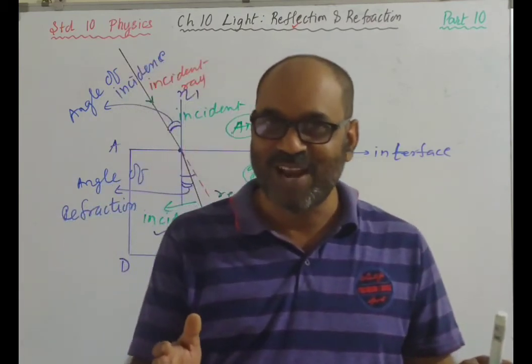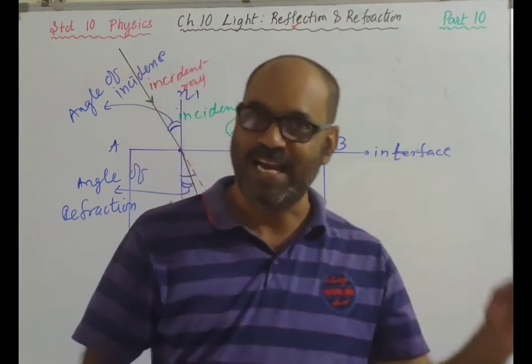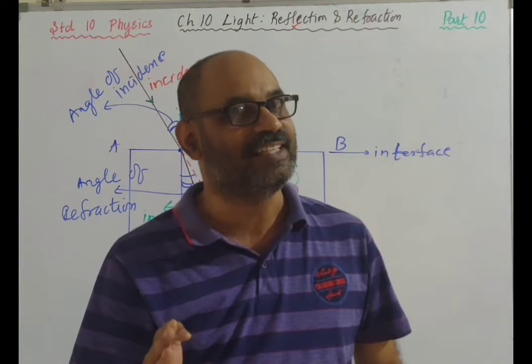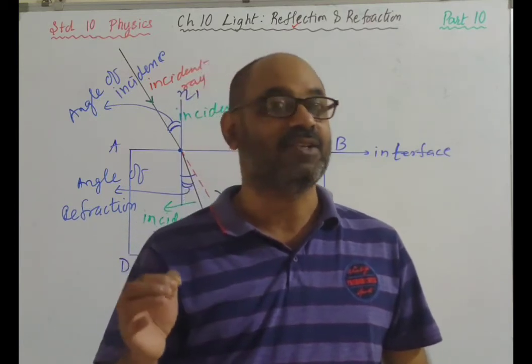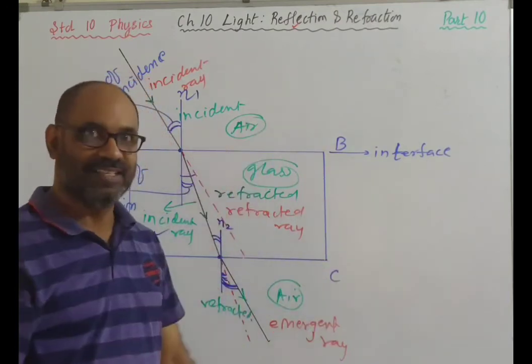So what is refraction of light? When light travels from one transparent medium to another transparent medium, it bends at the point of incidence. This phenomenon of light is called refraction of light. Now let's see the laws. You will get all the laws here.